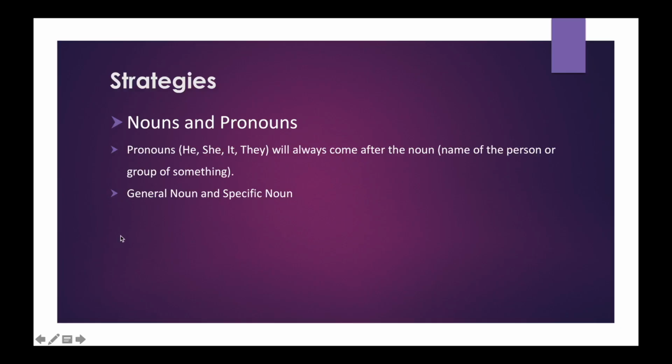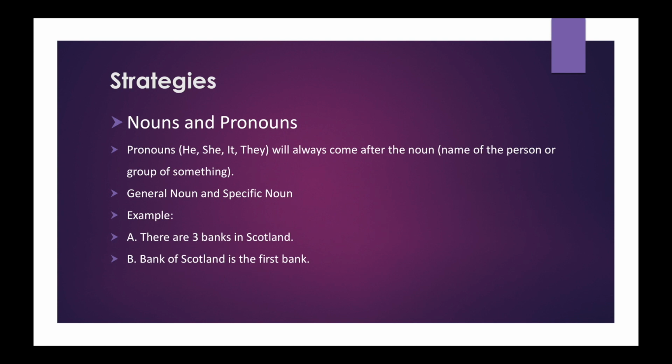And to be specific, we have something called general noun and specific noun. For example, there are 3 banks in Scotland. Bank of Scotland is the first bank. Here 3 banks is general noun. Many things, these are all general nouns. And Bank of Scotland is specific noun because one of them which is mentioned specifically. Be aware of these as well.